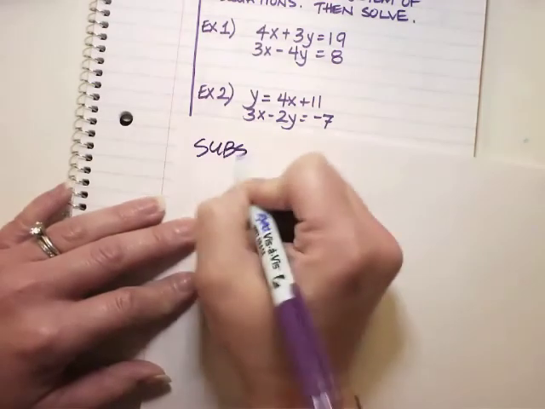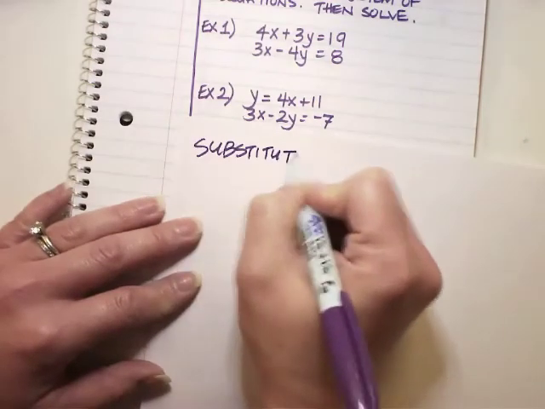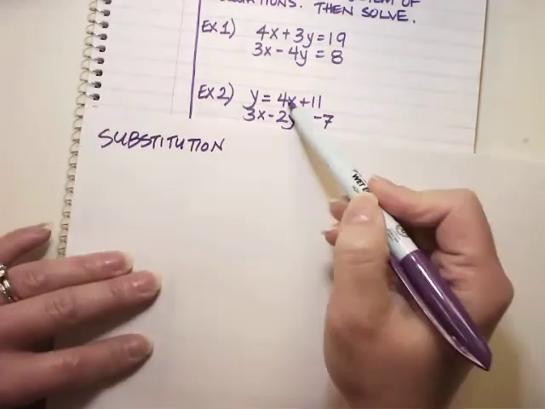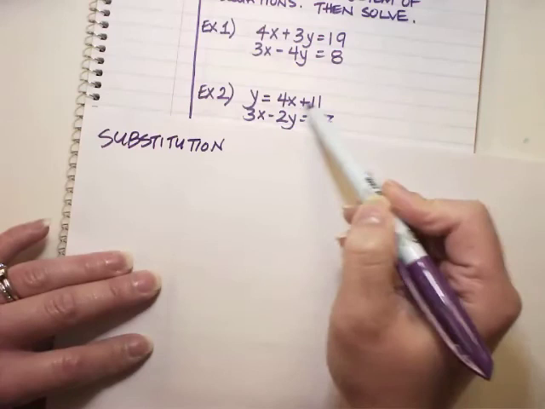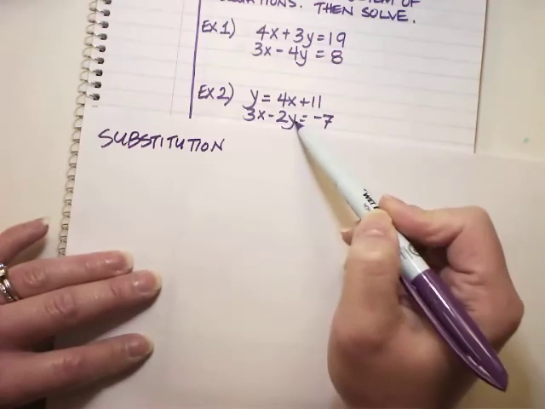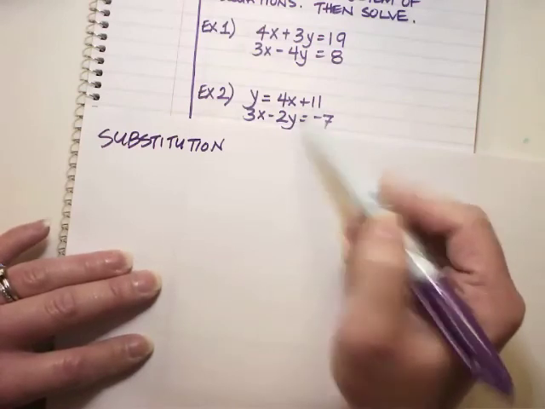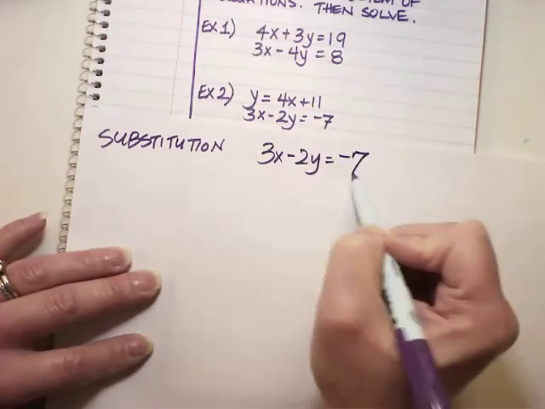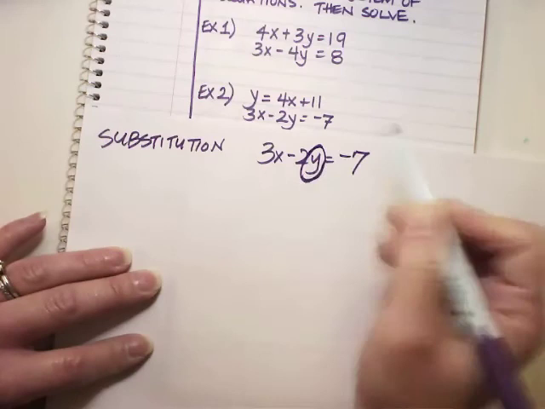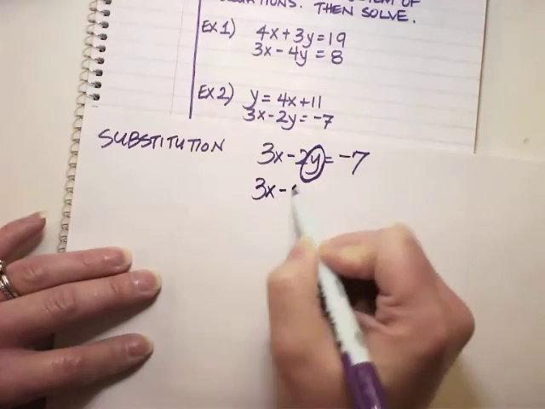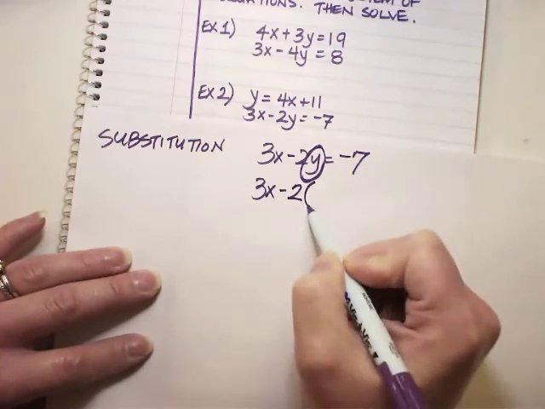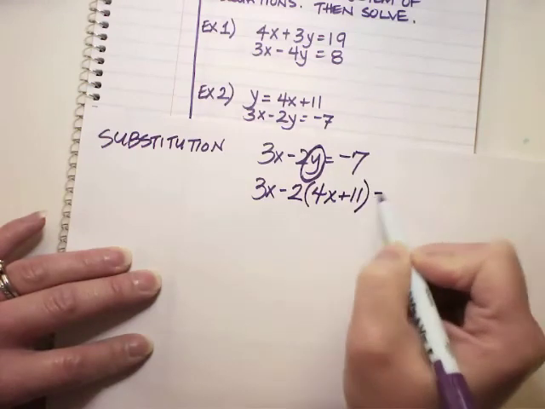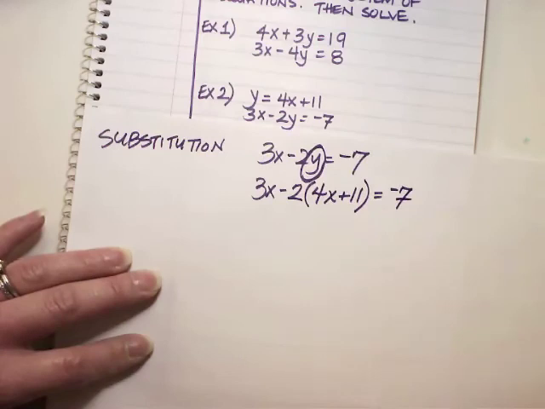Okay? So we're going to use substitution method, which means since y is already solved, I'm going to take this y, which is 4x plus 11, and I'm going to replace it for the y right here. So I'm going to rewrite 3x minus 2y equals negative 7. I'm going to replace this y. So then it becomes 3x minus 2 times a quantity of, be sure to use parentheses, otherwise distributing will be missed, which will cause you to miss the whole problem.